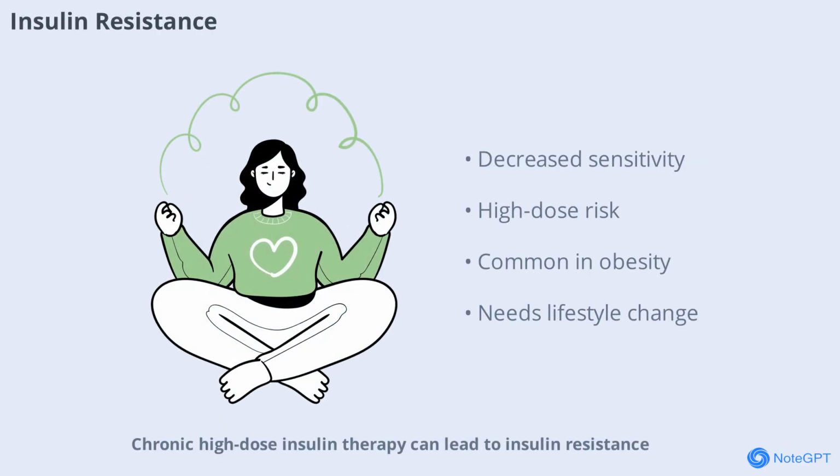Chronic high-dose insulin therapy can lead to insulin resistance, where the body's cells become less responsive to insulin's effects. This is particularly common in patients with type 1 diabetes and obesity. Overcoming insulin resistance often requires lifestyle changes, such as diet and exercise, in addition to medication adjustments.